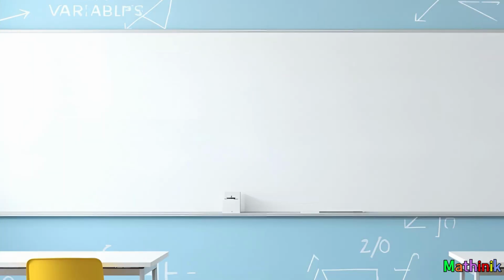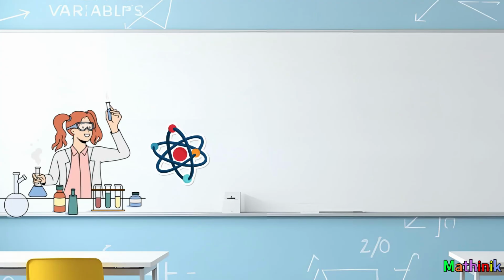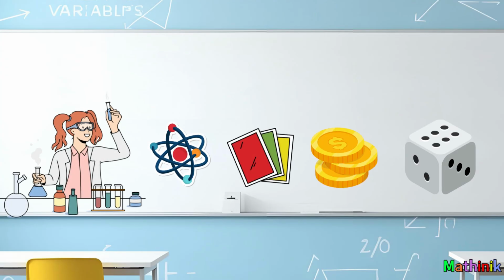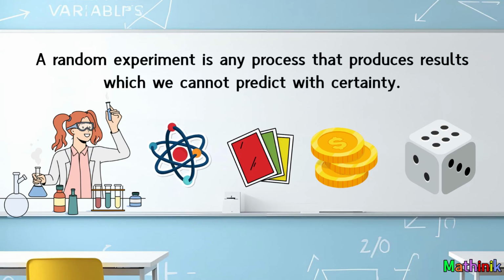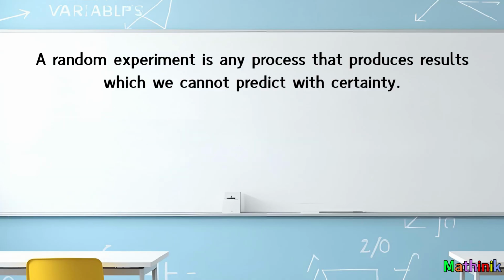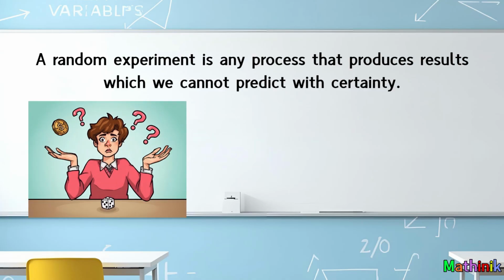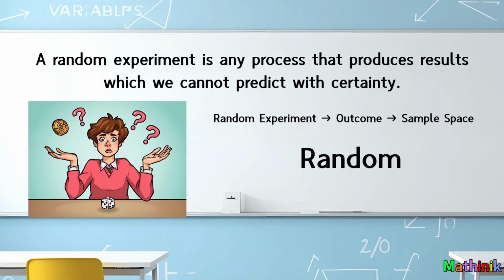Before we start, let's have a quick review. In our previous lessons, we learned about experiments, sample spaces, and events. A random experiment is any process that produces results which we cannot predict with certainty. For example, when you toss a coin, you don't know if it will land on heads or tails. That's why it's called random. Now, let's see how numbers come into play with these outcomes.